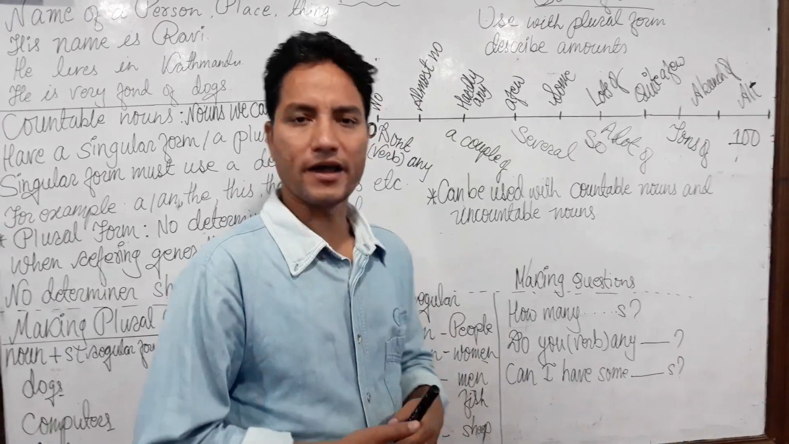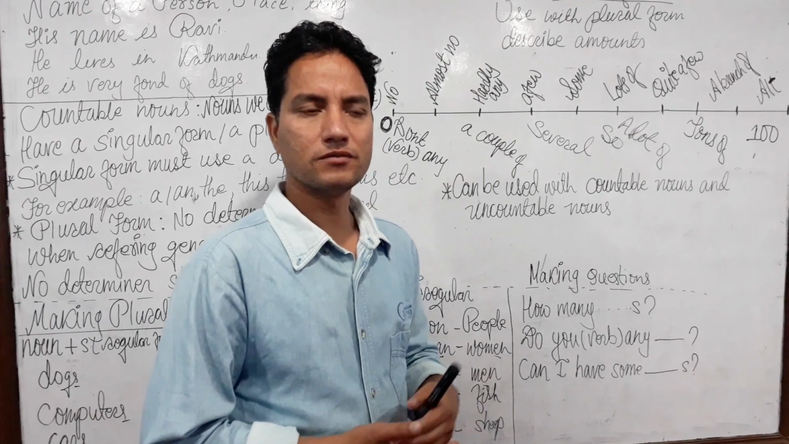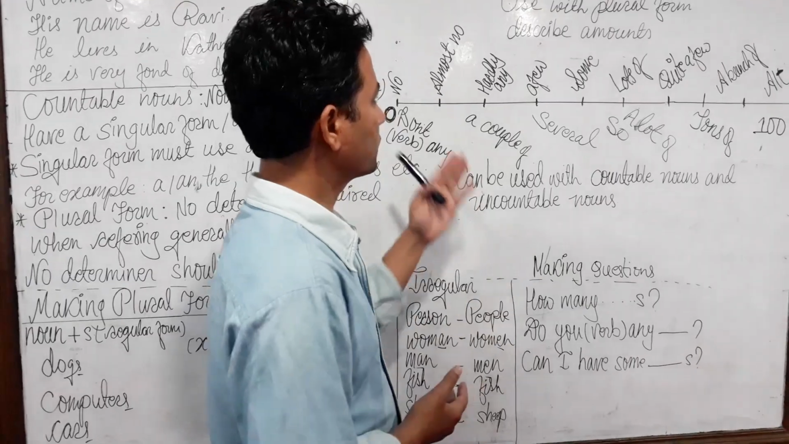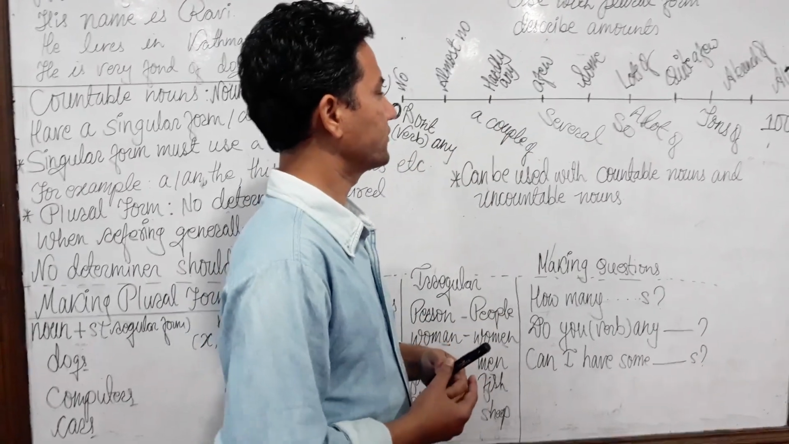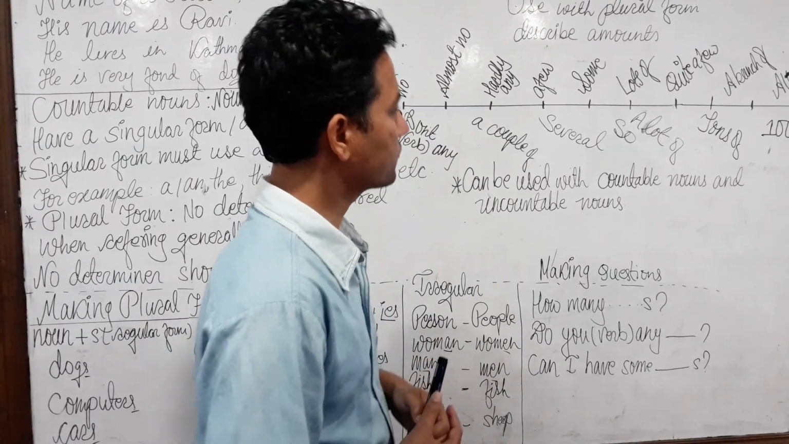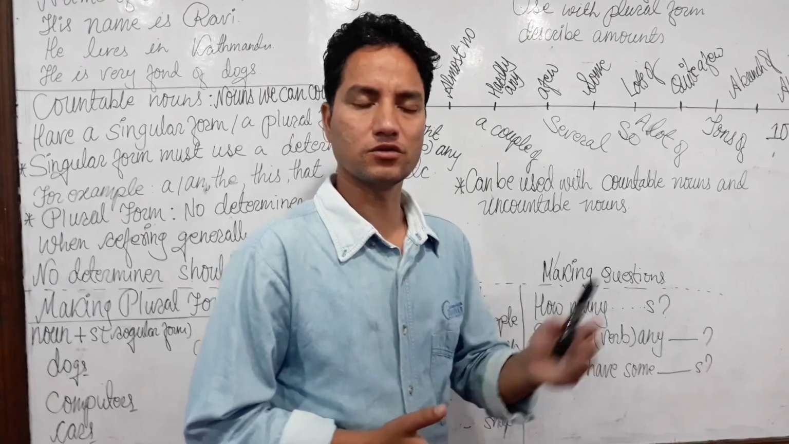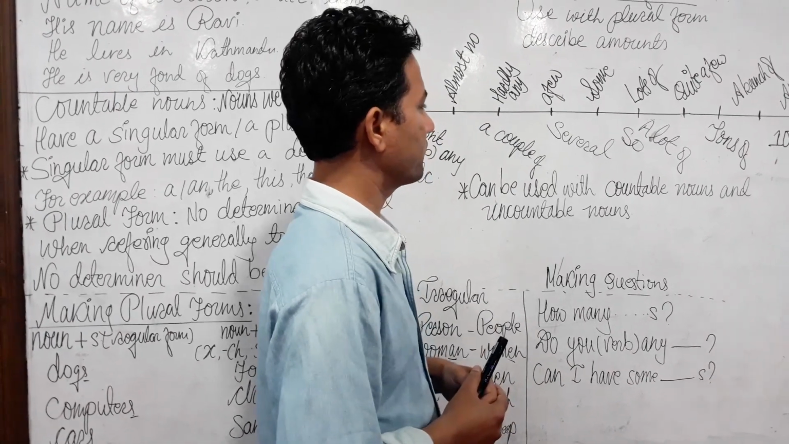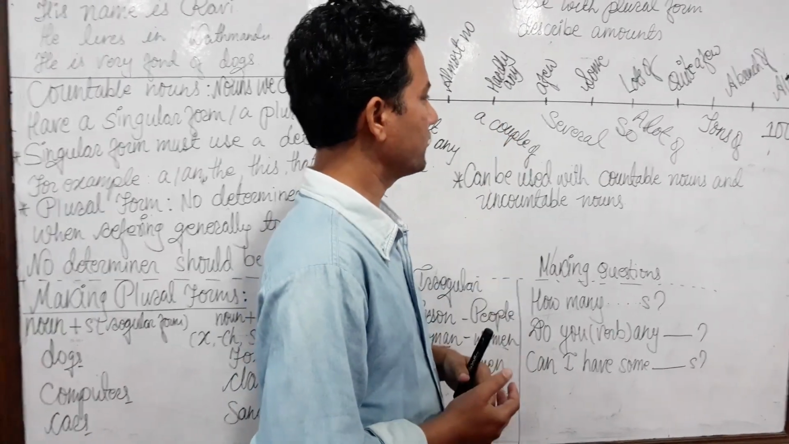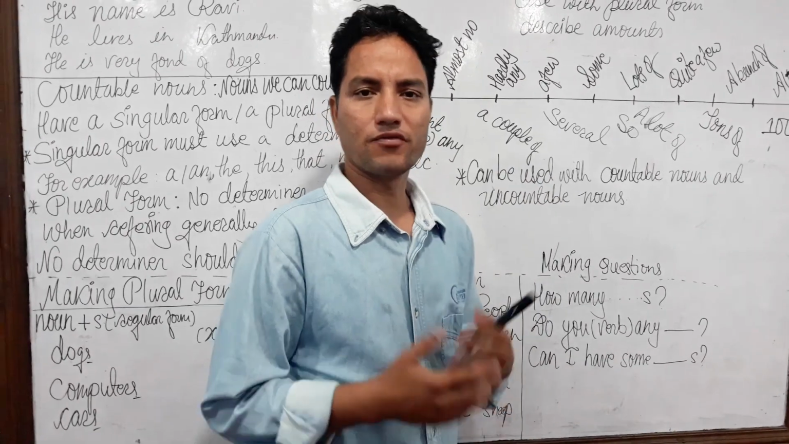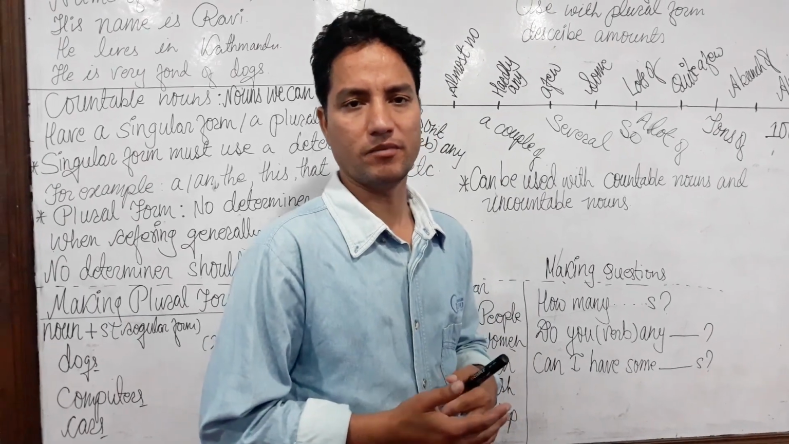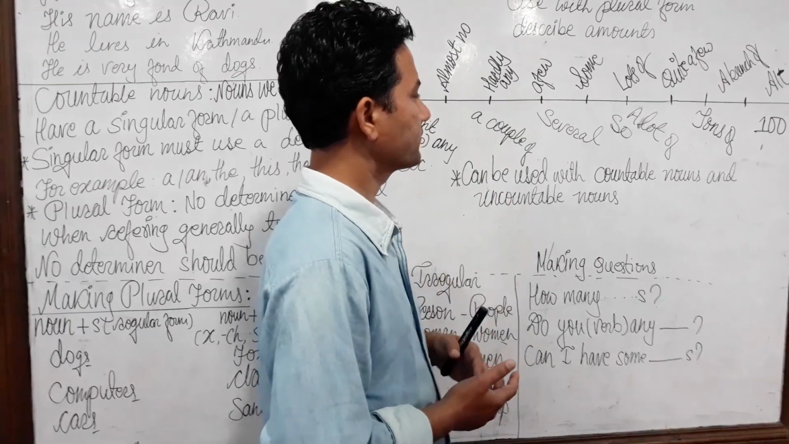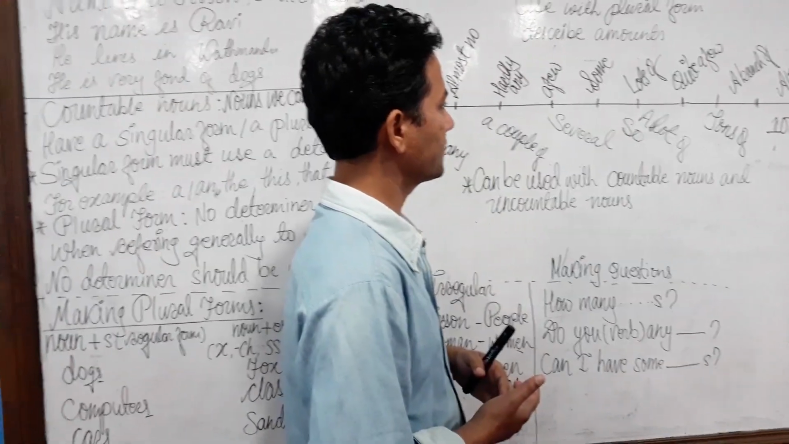I have a couple of pets at my home. To talk about quantifiers, we can use these terms with countable and uncountable nouns. A few refers to very little. I have a few members in my home. Or some. I have some. You can make the sentence like that.